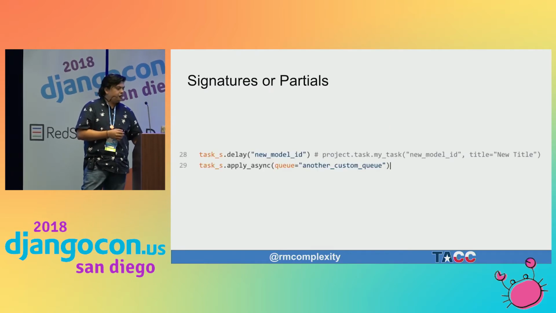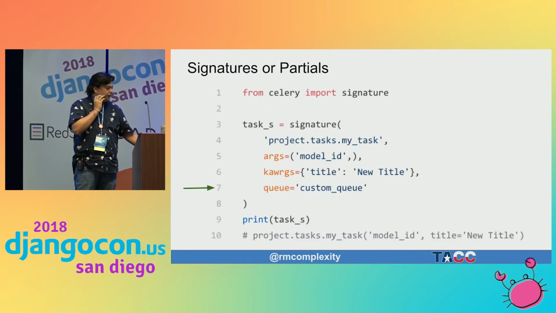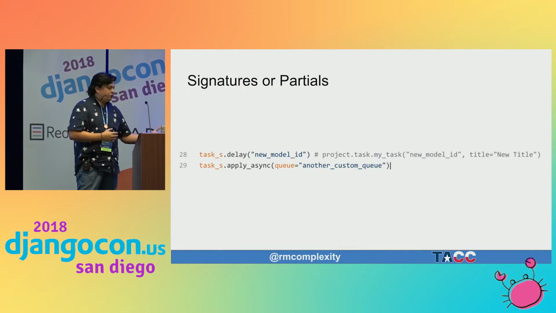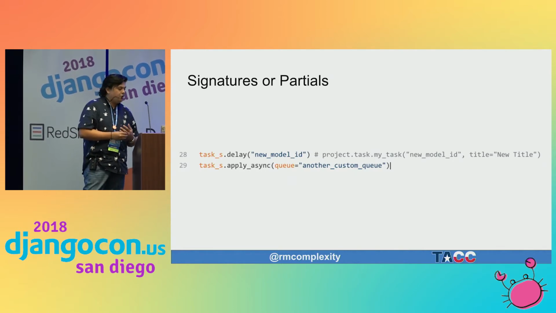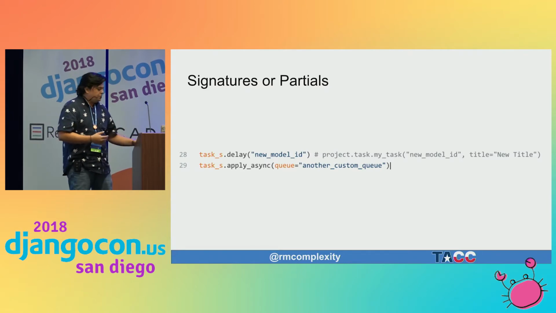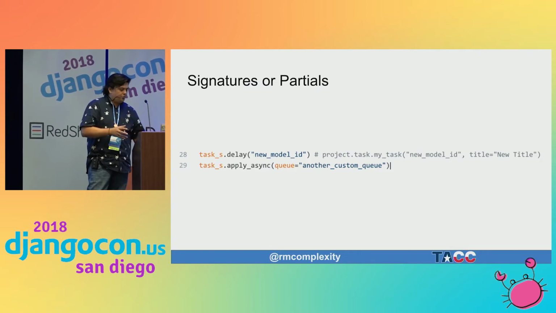So for instance, here on the first line, we're using the signature that we have already created here, and we are actually using another parameter, which is going to be this string called "with", with the value new model ID. Or we can also set another queue that task is going to go to. Now, this is the very beginning of how to start creating workflows.